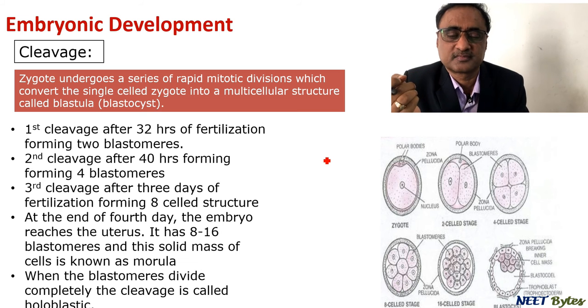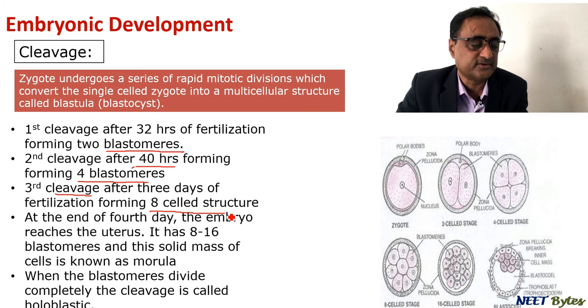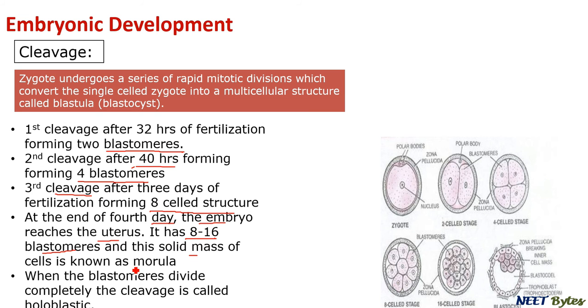a blastula. The first cleavage happens after 32 hours of fertilization, forming 2 blastomeres, and the second cleavage occurs after 40 hours, forming 4 blastomeres. The third cleavage occurs after 3 days of fertilization, forming an 8-cell structure, and at the end of 4 days the embryo also reaches the uterus and has 8 to 16 blastomeres, a solid mass of cells known as morula. When the blastomeres divide completely, the cleavage is called holoblastic, right?